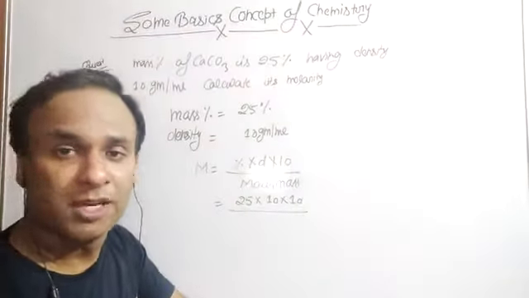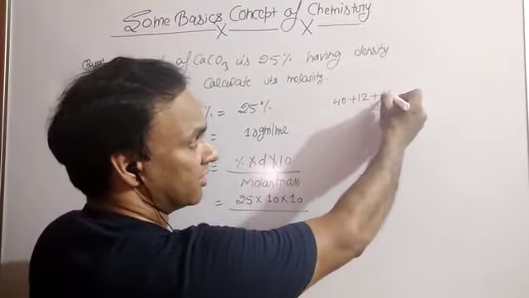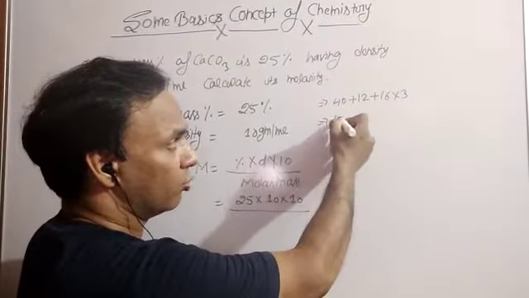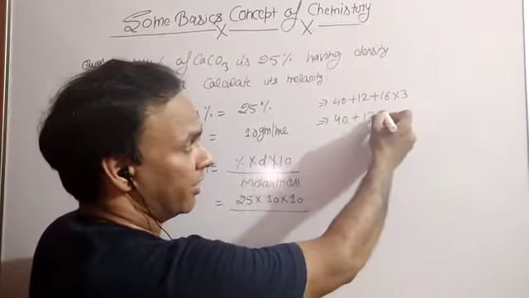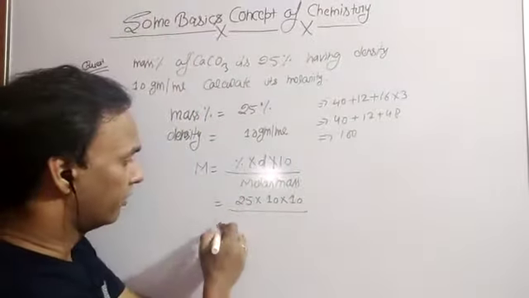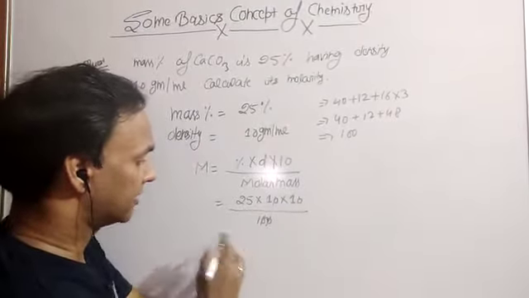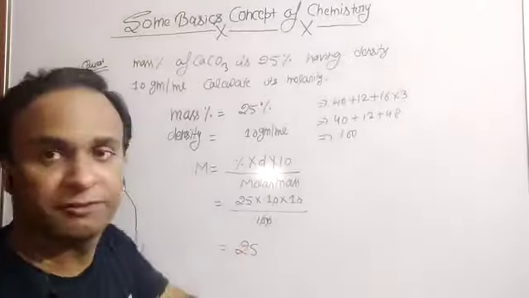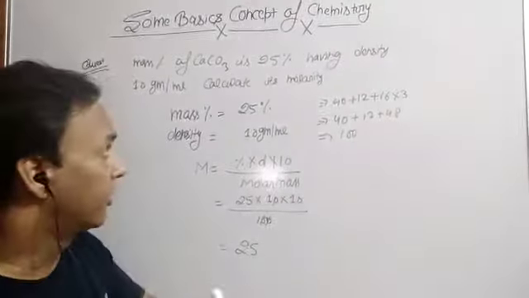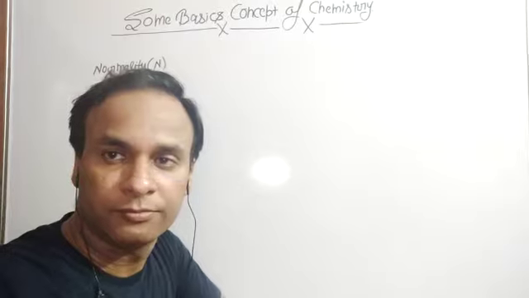How will you calculate the molar mass? Calcium 40, carbon 12, oxygen 16 into 3. Clear? That means the molar mass is 40, 12 and 48, that means 100. Now we put the molar mass value 100, and cancel. That means its molarity is 25. This is the way to calculate the molarity when mass percent and density are given for a solution.